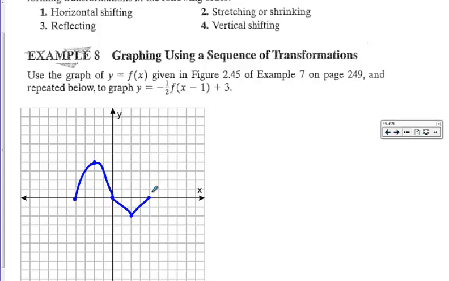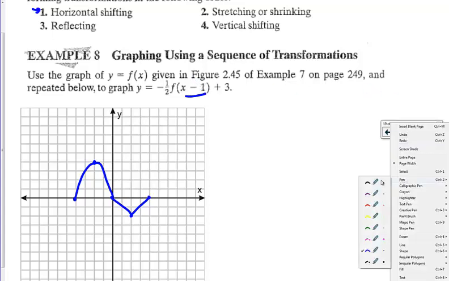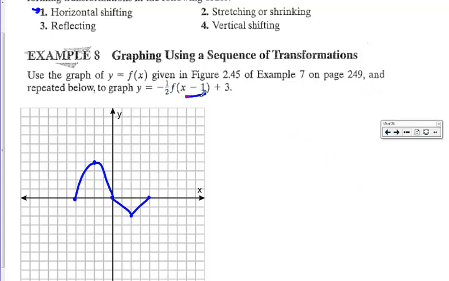So the first thing we're going to do is any horizontal shifting. So do we have any horizontal shifting? We look inside of here. Do I? The answer is yes. Okay, if I'm subtracting by 1 on the inside, that means I'm going to do a horizontal shift to the left. So every point is going to move 1 to the left.